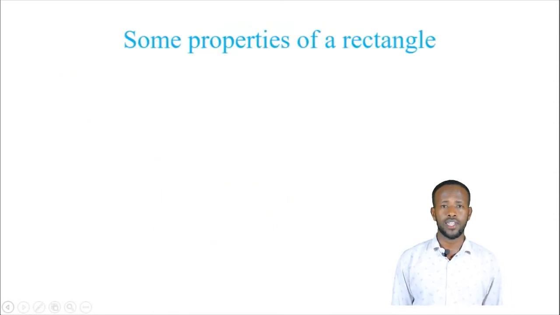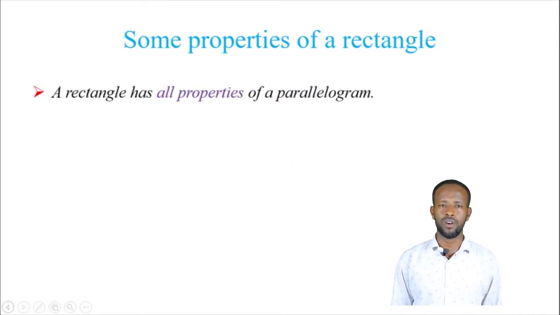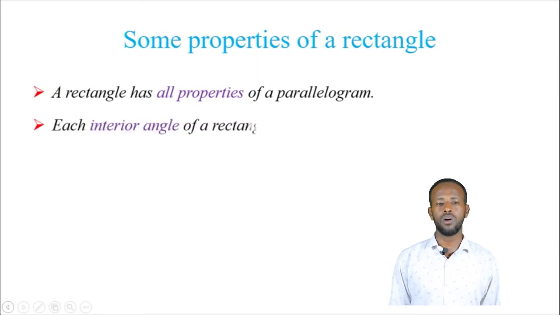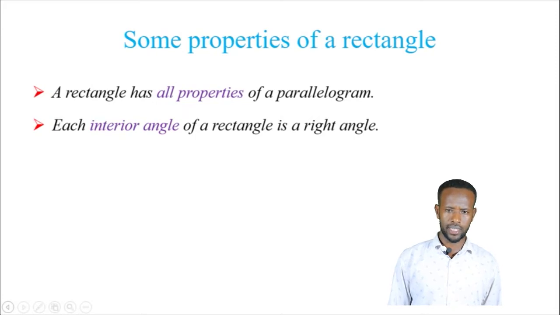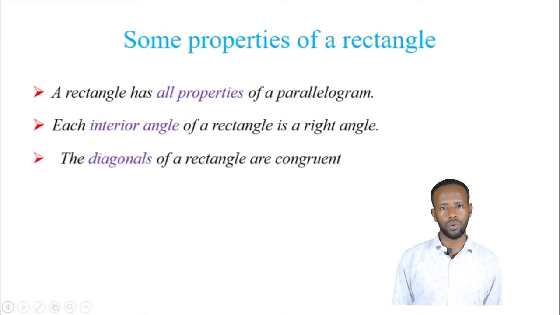Some properties of a rectangle. A rectangle has all properties of a parallelogram. Do you remember the properties of the parallelogram? This also has them, because a rectangle itself is a parallelogram. Each interior angle of a rectangle is a right angle. These are the properties of what? Rectangle. The diagonals of a rectangle are congruent.